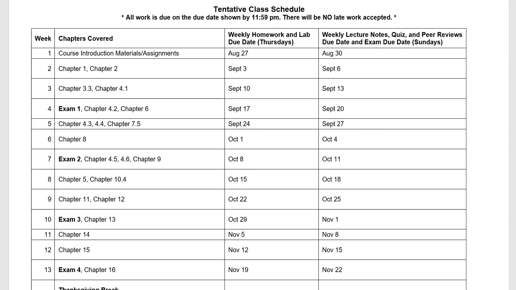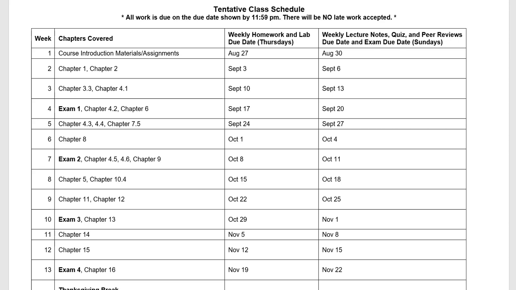I know that it's not a perfect world, and maybe you don't have time to complete the exam until Saturday. So you still have to get your 4.2 and chapter 6 homework and lab due by Thursday, but you can take the exam after that. It won't cover those chapters, but you can take your exam after that point.